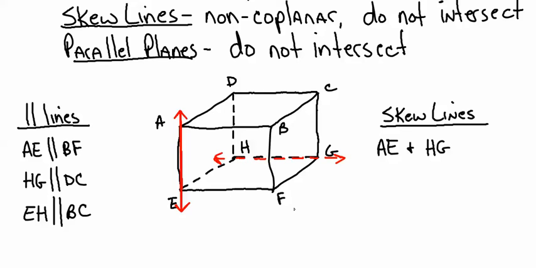Do those two intersect each other? Okay. Are they in the same plane? That's what makes them skew. One's in the front and it's vertical. The other one's in the back and it's horizontal. They're not in the same plane and they don't intersect. Therefore, they are skew.